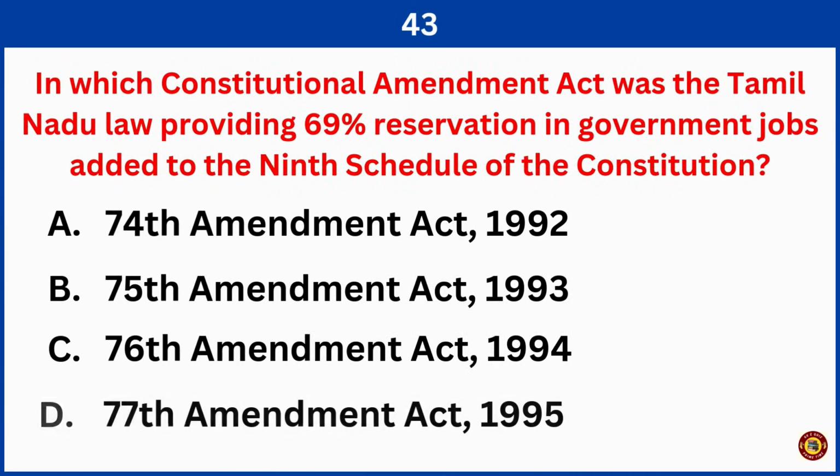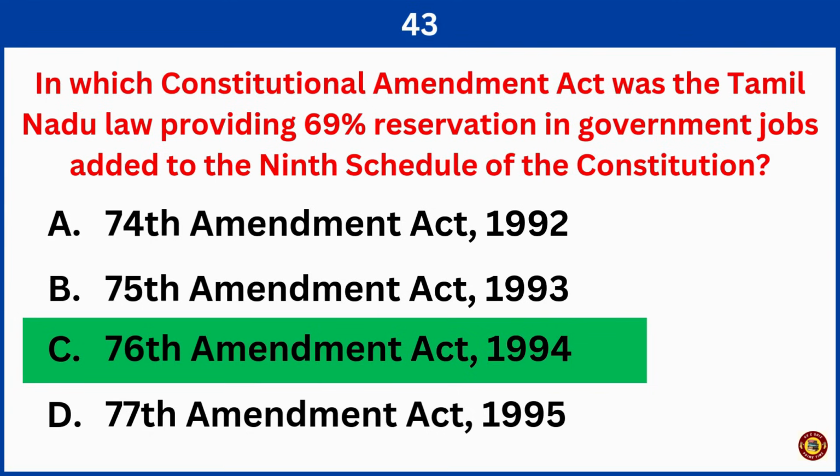In which Constitutional Amendment Act was the Tamil Nadu law providing 69% reservation in government jobs added to the ninth schedule of the Constitution? Right answer is option C, 76th Amendment Act 1994.